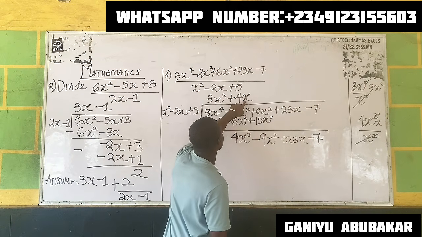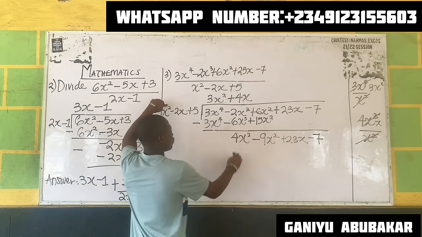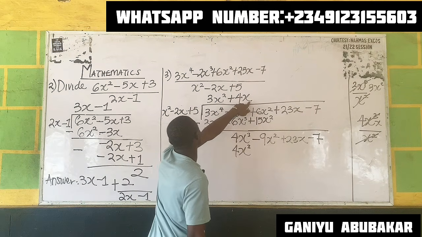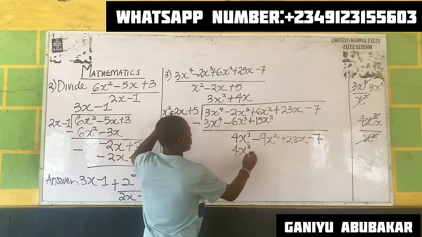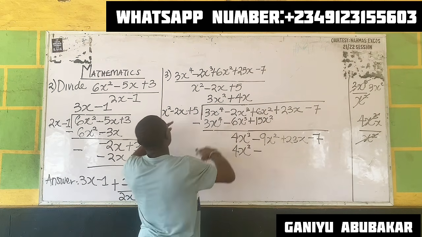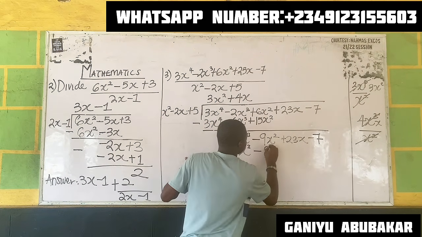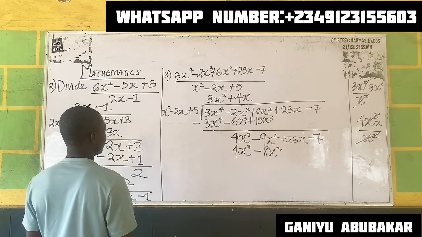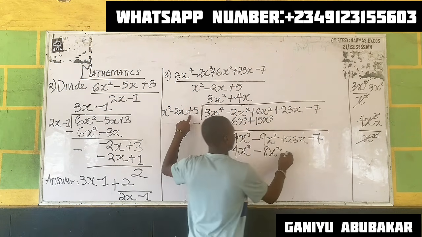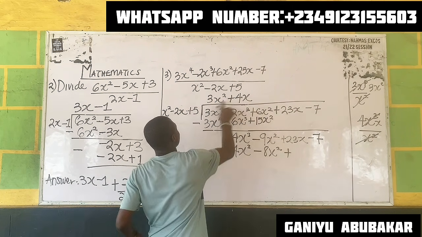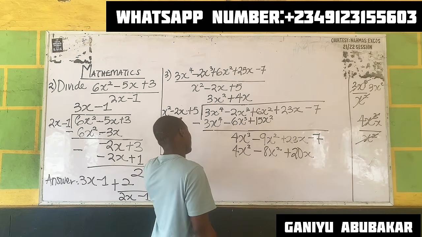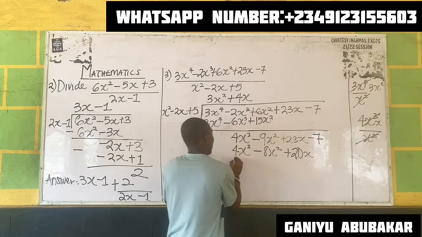So this 4x times x squared gives you 4x cubed. 4x, this is minus, right? Minus 4x times 2x gives you 8x squared, right? Yeah, 8x squared. Then plus 4x times 5 gives you 20x, right? 20x. So I'll take this down again.